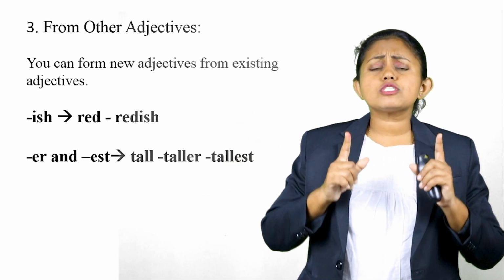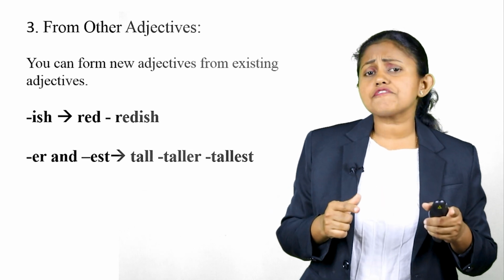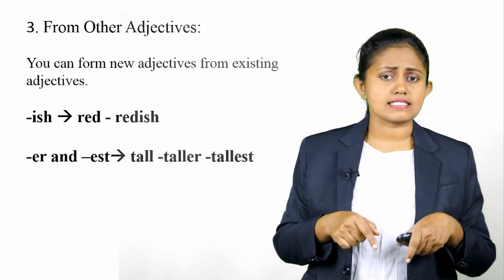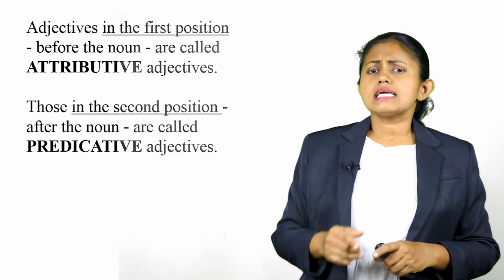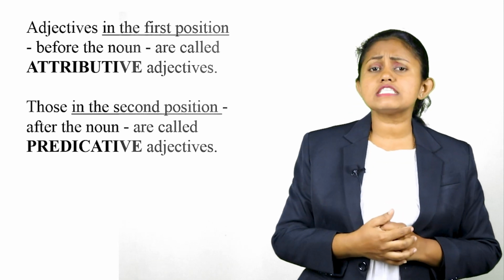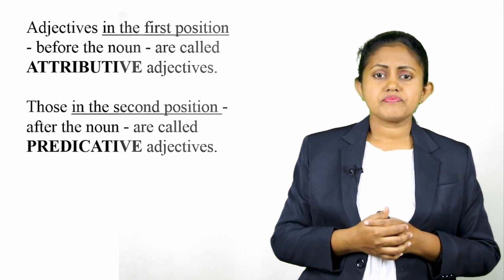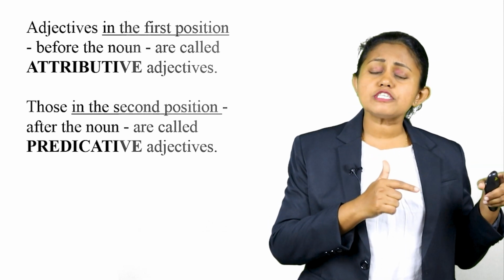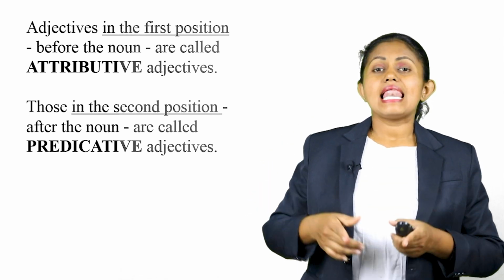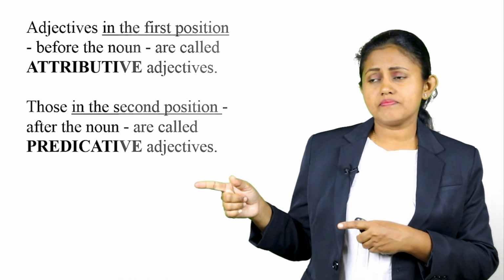Now, it's time to see what the positions of these adjectives in sentences are. Mainly, there are two positions of adjectives in sentences. They are attributive and predicative. Let's see what they are.